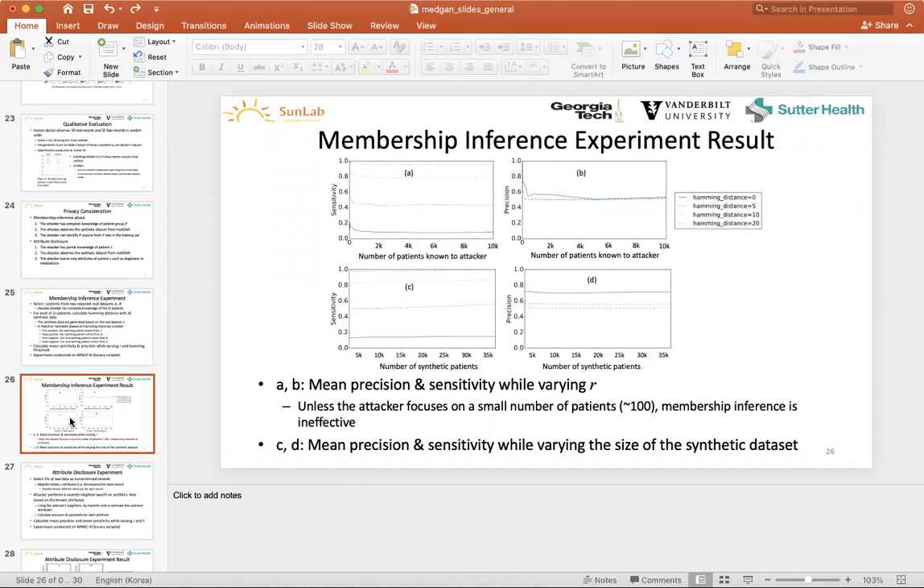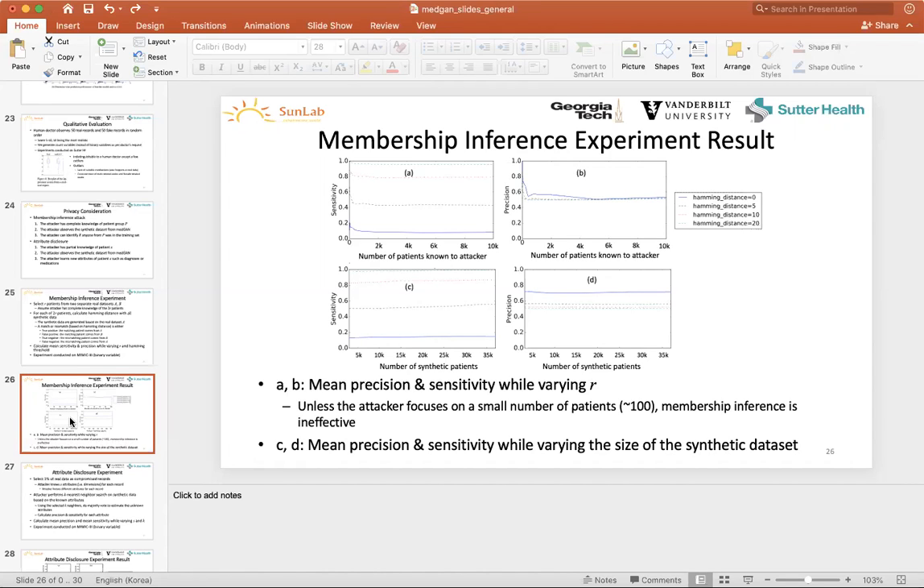For example, if I know only one specific patient, with complete knowledge of that particular patient, and I'm trying to decide whether that patient was used to train MedGAN, it's a lot harder compared to the case where I know 30,000 patients and I'm trying to decide whether some patient that I know was used to train MedGAN. So theoretically, it could change the difficulty of doing a membership inference attack.